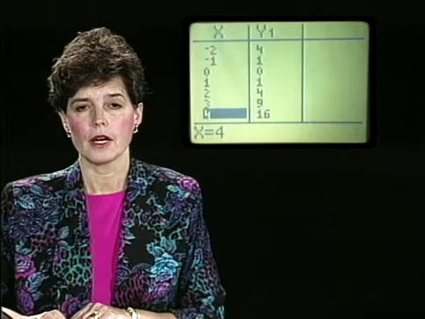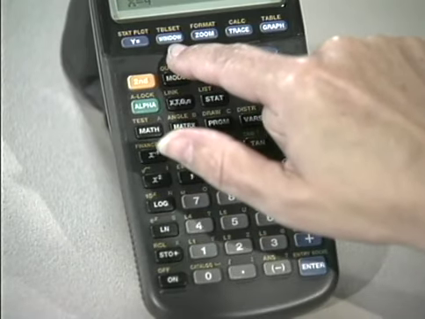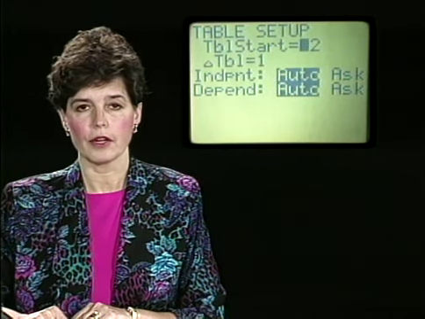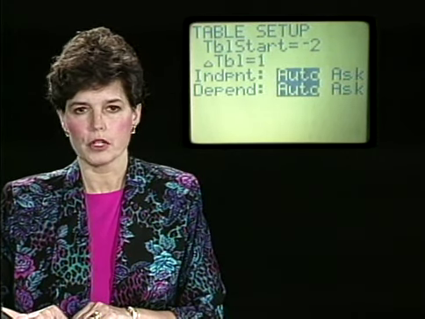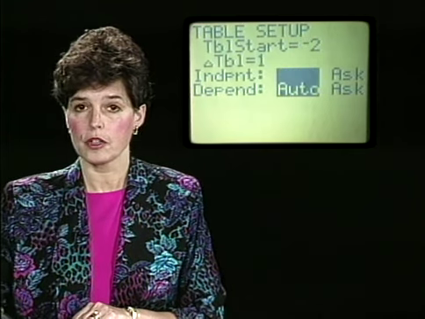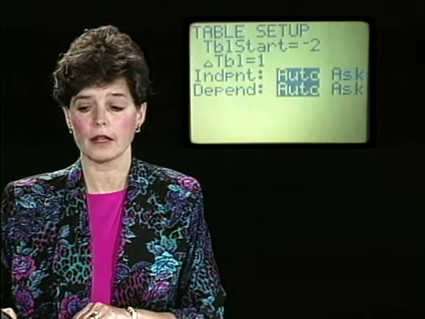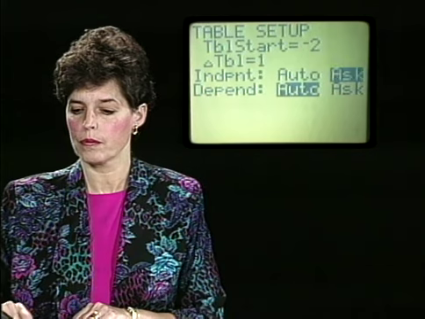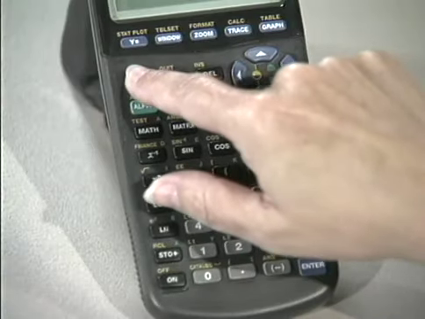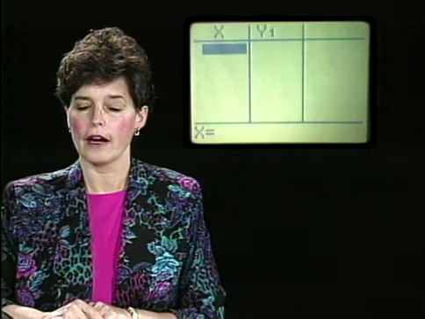Okay? Now I used the automatic aspect of my table. Let's look at the ask aspect. So let's go to second table set up here above window. It doesn't matter that I'm starting the table at -2 or that the increment is 1. That doesn't matter, but let's go down here to auto, and on the independent variable go over to ask, and when you have your cursor blinking on ask, hit enter, and now go back to the table. So I'm going to go second, and then table was up here up above graph. I now have a table.